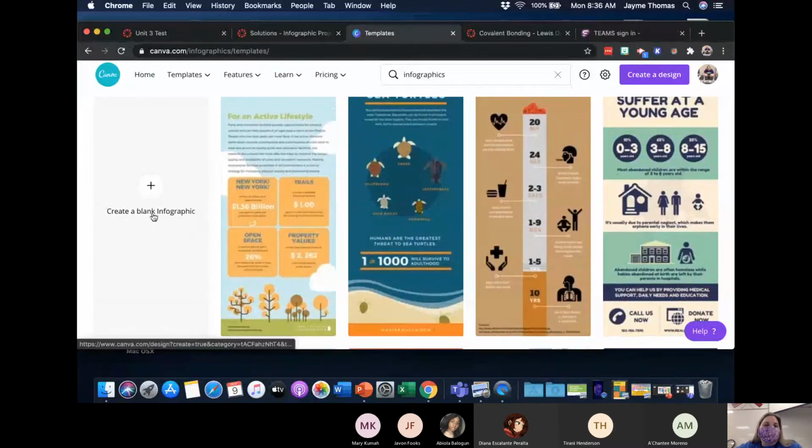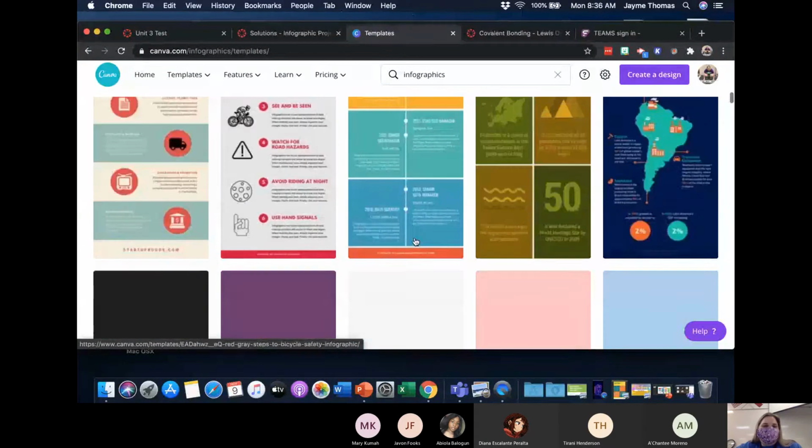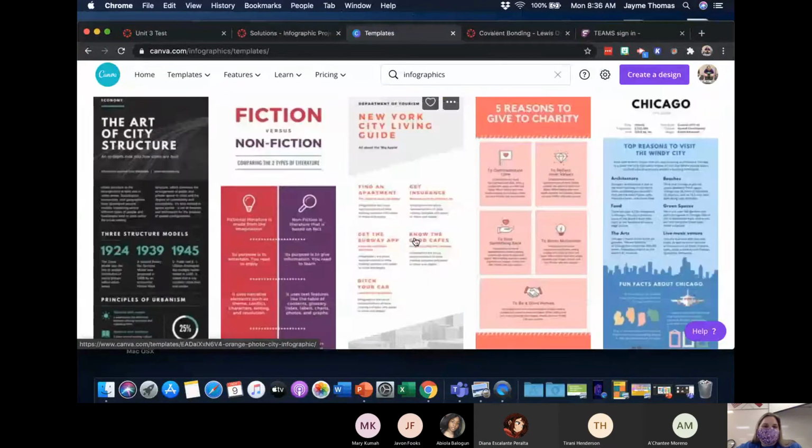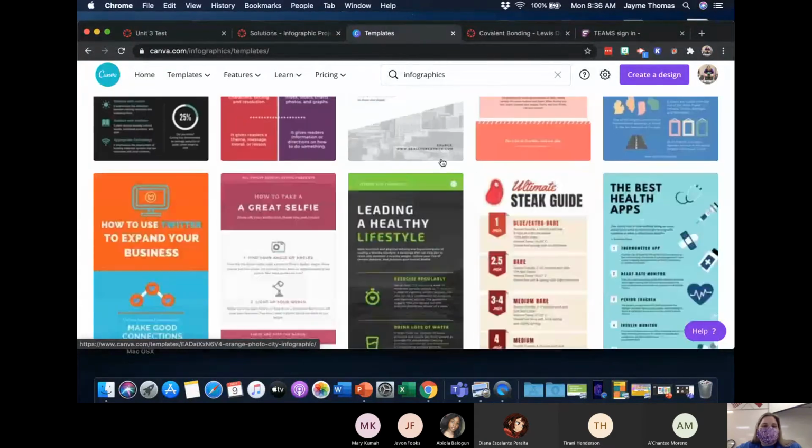Or right here, you can create a blank one. If you are feeling more confident, you can start from scratch and put your own background in and your own colors. But if it's your first time using this, then you might want to use one of these templates as a guide at first until you get a little bit more comfortable with something like this.